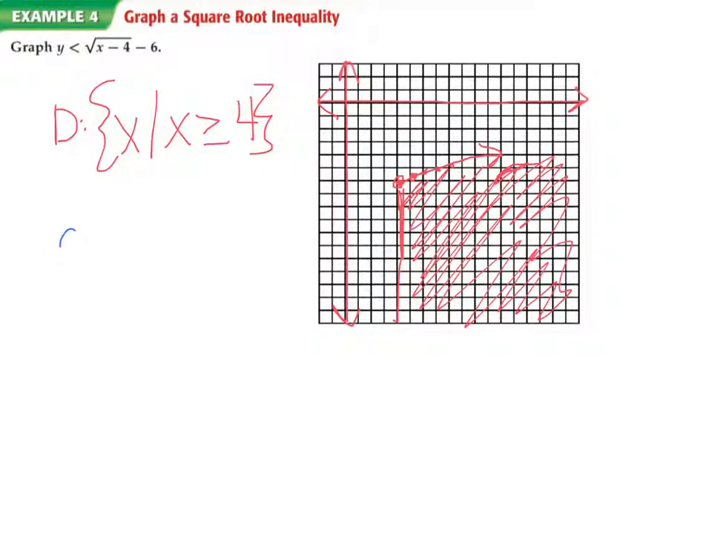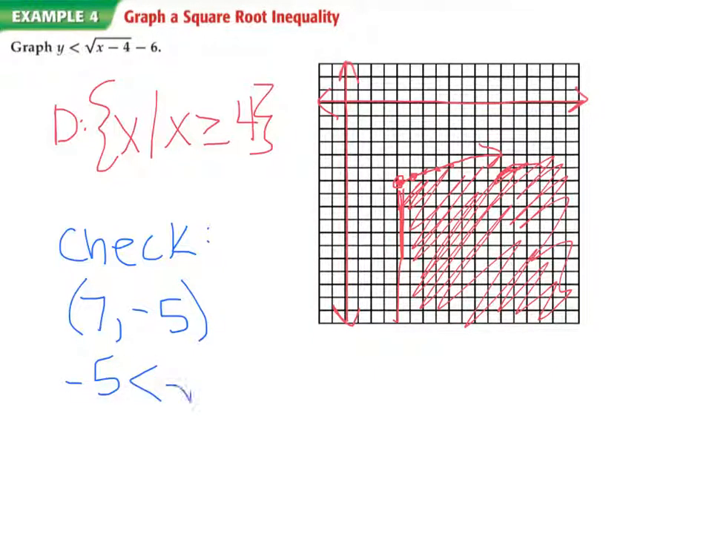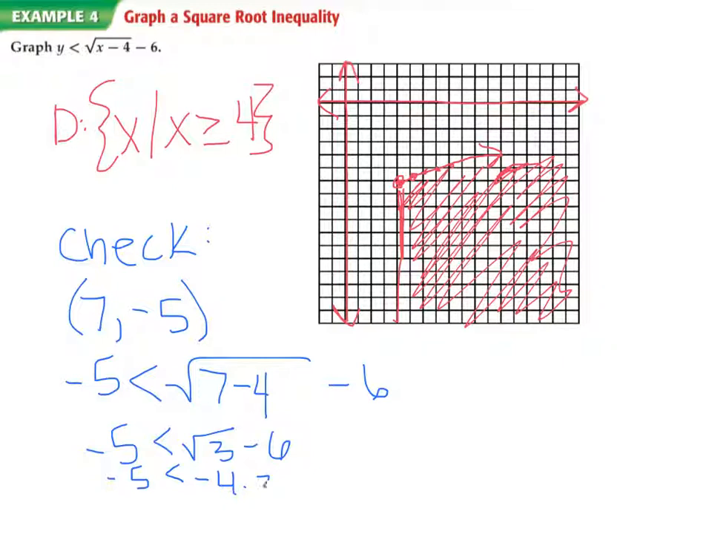But now we can check and see if we shaded correctly. And the way we can do that is that we can select a point in the shaded region and see if it actually is a solution. So I'm just going to choose the point 7, negative 5. And if we plug that in, we're going to have negative 5 is less than the square root of 7 minus 4 minus 6. If I simplify that, I'll have negative 5 is less than the square root of 3 minus 6. And if I simplify that even further, I'm going to have negative 5 is less than negative 4.27, which is a true statement, so we know we shaded correctly.